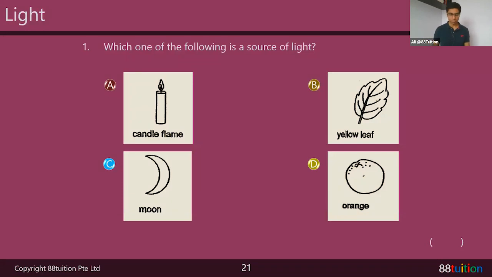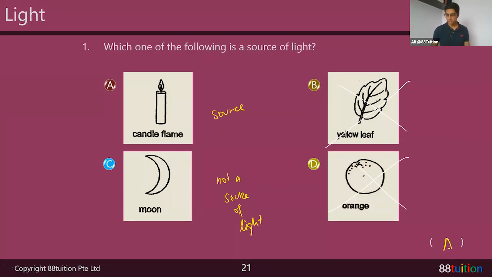What's the answer? Very easy, right? Because just now Chloe helped us. Which of the following is a source of light? Very, very easy for you to say moon. So sometimes you're torn between these two, right? Moon and the candle. Of course, yellow leaf is not and orange is not. So we already identified why the moon is not a source of light, because it depends on the sun to reflect. So this one is the source.